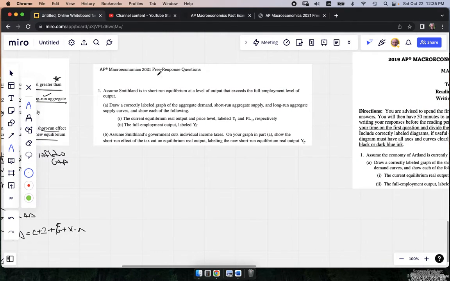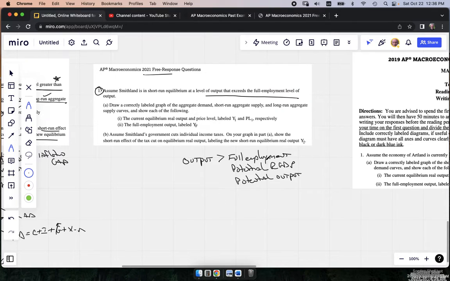Let's look at 2021. Assume Smithland is in short-run equilibrium at a level of output that exceeds full employment. Same thing, output is greater than full employment, right? As soon as we see that, they could have said output is greater than potential real GDP, right? They could have said output is greater than potential output. Easy enough.